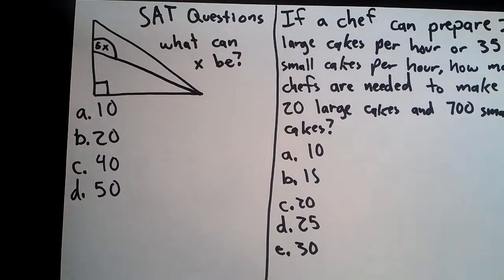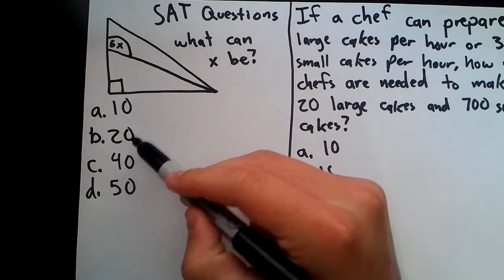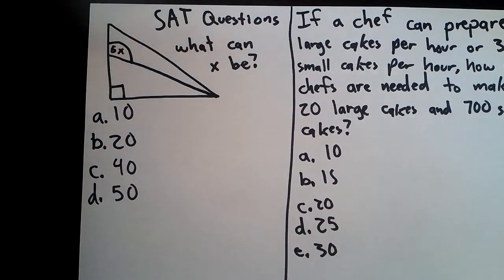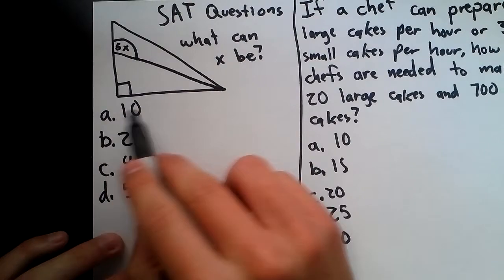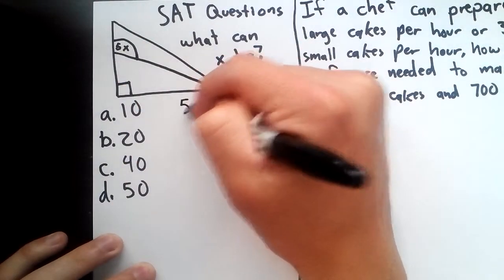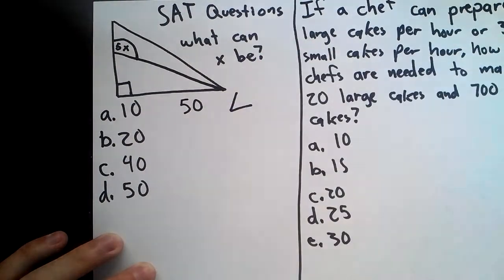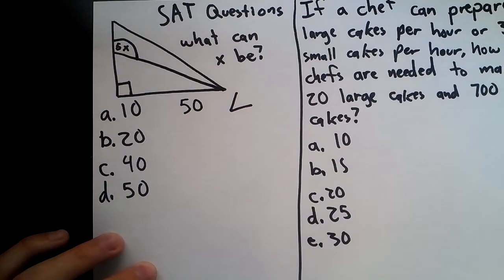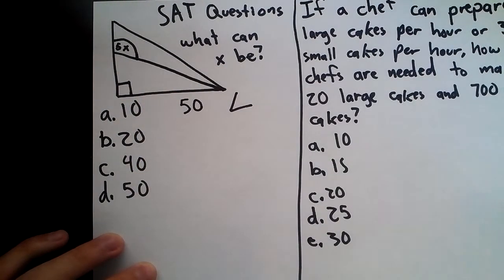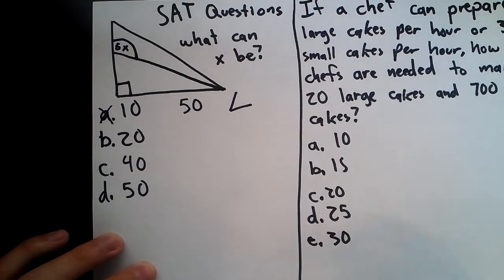Let's look at the possible answers we have here. A is 10, B is 20, C is 40, D is 50. If it was 10, that means this angle would be 50. But a 50 degree angle is acute, and as we can see right here, this angle is larger than 90 degrees, which means it cannot be A.